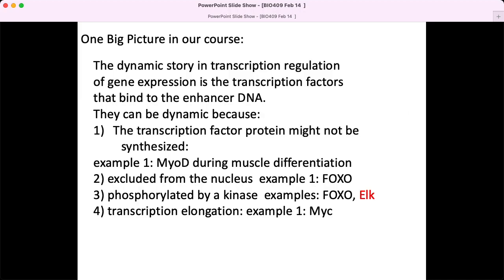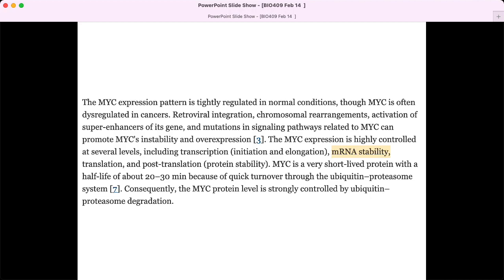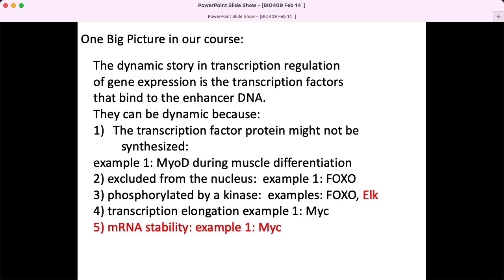We have our list of transcription factors, and MYC is regulated by mRNA stability. So the gene gets expressed, and we have the MYC mRNA, and it just gets degraded really fast. It's not stable, so we're not going to make much MYC. We're just going to degrade it fast. So we can add that to this list.